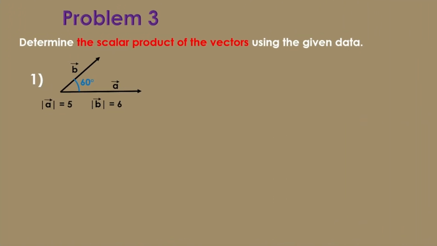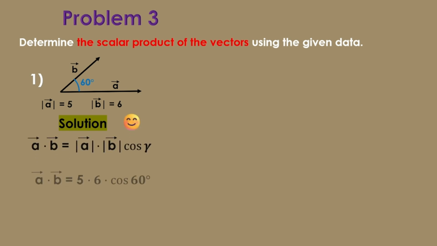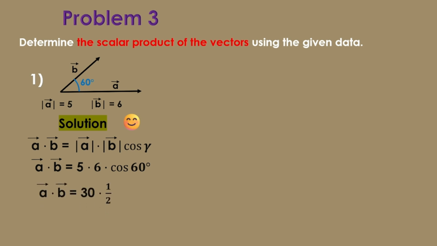Problem 3. And so we are asked to find the scalar product of vectors using the given data. Well, in the first picture, we are given the lengths of vectors a and b, and it is also given that the angle between them is 60 degrees. Well, so let's recall the formula for finding the product of vectors through the cosine of the angle between them. So we have all the necessary quantities.